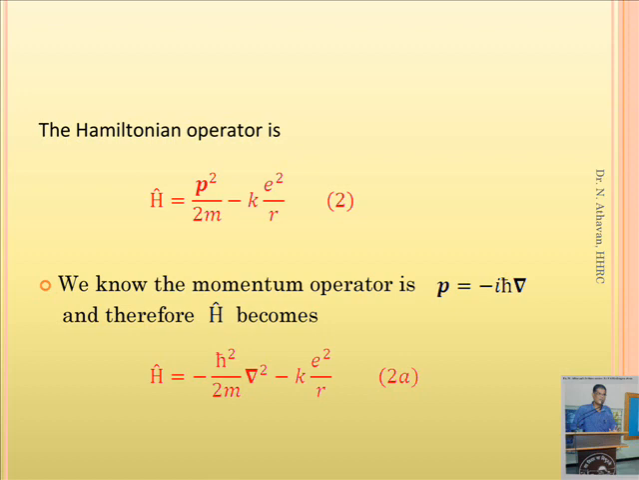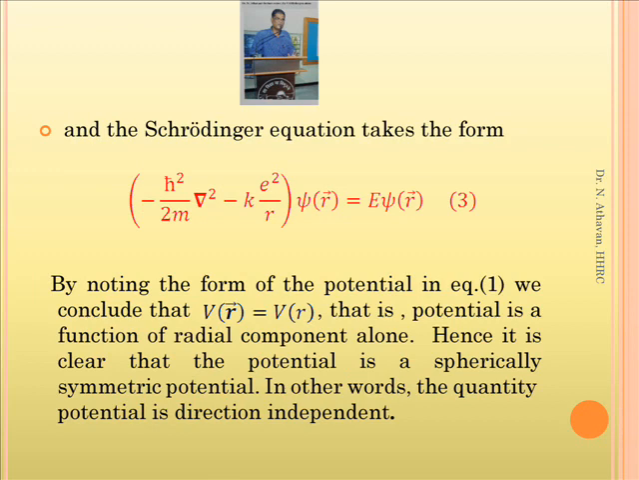So, if we write the Hamiltonian operator, it will be like this in equation 2. It takes the form H = p^2/2m - k e^2 / r. We know that the momentum operator is p = -i h-cross del, and therefore the Hamiltonian operator becomes H = -(h-cross^2 / 2m) del^2 - k e^2 / r. And the Schrodinger equation takes the form [-(h-cross^2 / 2m) del^2 - k e^2 / r] psi(r) = E psi(r).